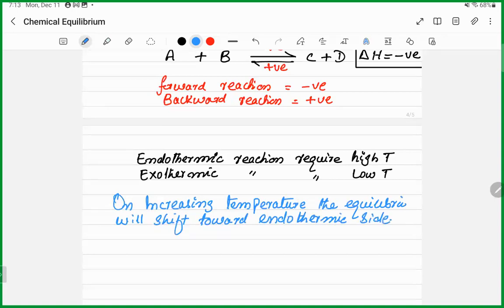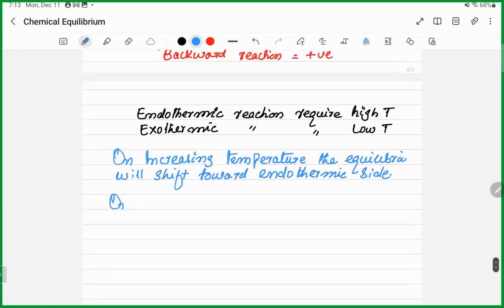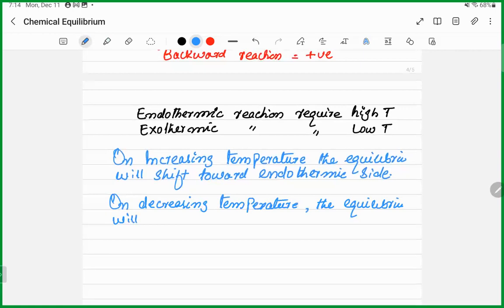ठीक है बेटा, अब मुझे बताइए इस रिएक्शन में फॉरवर्ड शिफ्ट होगा बैकवर्ड शिफ्ट होगा? बैकवर्ड शिफ्ट होगा बिकॉज द बैकवर्ड इज एंडोथर्मिक. क्लियर? In a similar way, on decreasing temperature, the equilibrium will shift towards exothermic side.